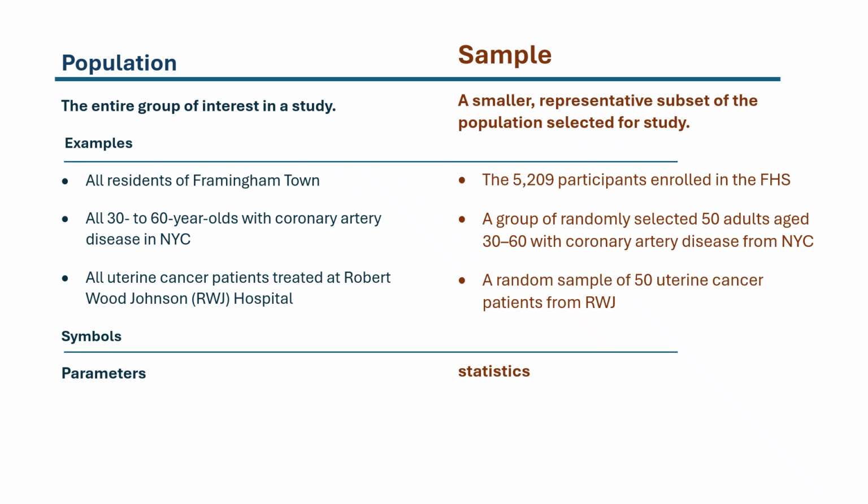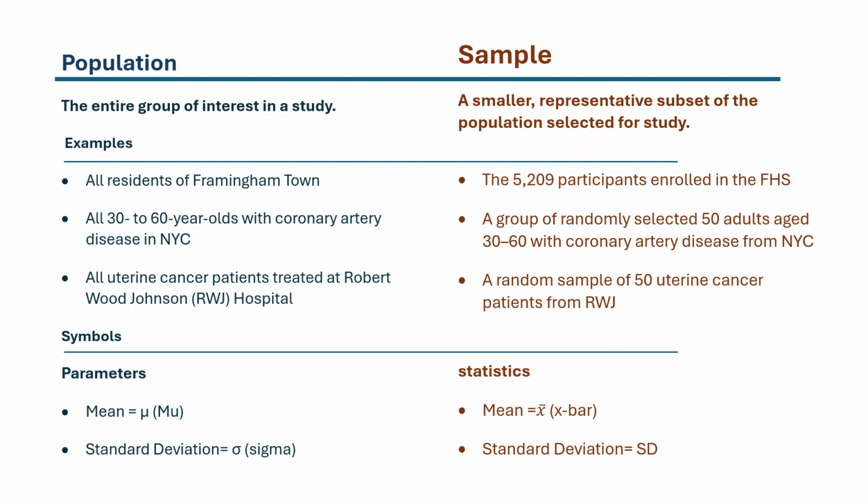analysis. So the key symbols include: the mean for the population is represented by the Greek letter mu, and the mean for the sample is represented by x bar. The standard deviation of the population is denoted by sigma, while that for the sample is represented by the symbol SD.